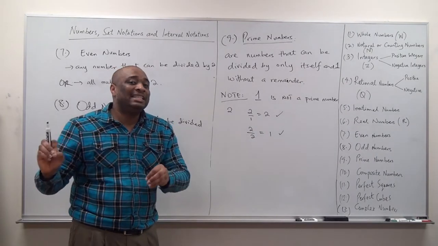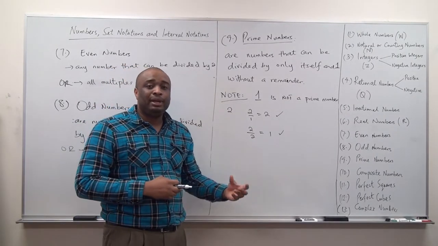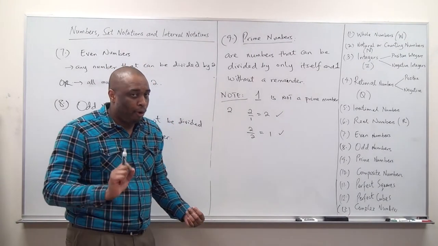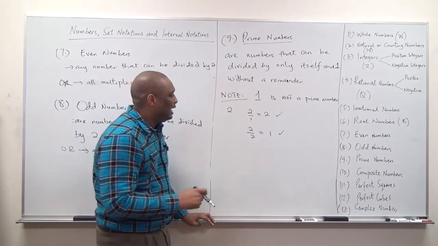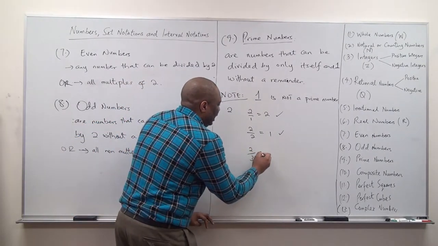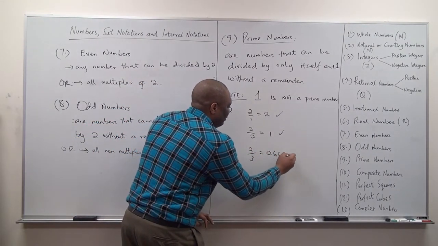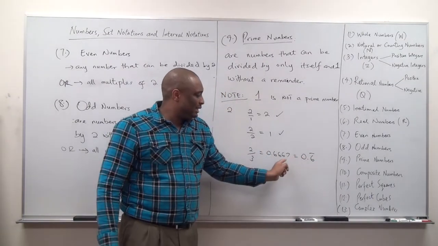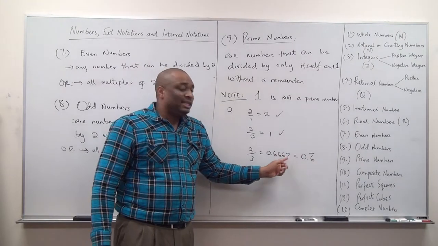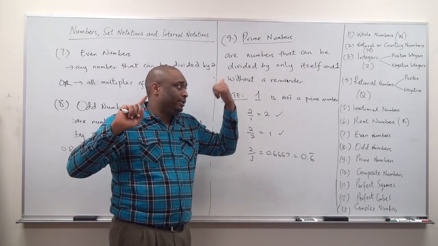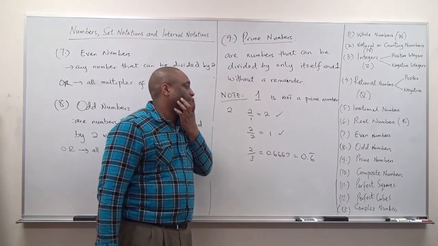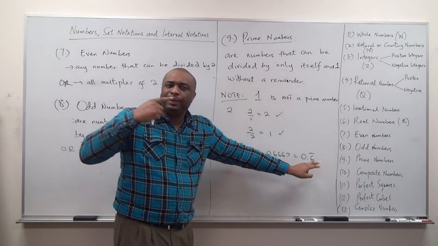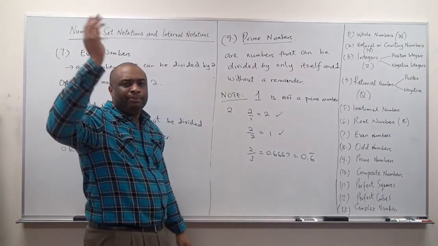Remainder means you have a decimal. Now, some people might ask, what is a remainder? A remainder is when you now have a decimal point. Like if you divide 2 by 3, it gives you 0.6667. Of course, this is 0.6 bar, a repeating decimal. A repeating decimal, remember, is a rational number. And I talked about using a bar. When it repeats, you just use a bar. You don't have to keep writing all those digits.